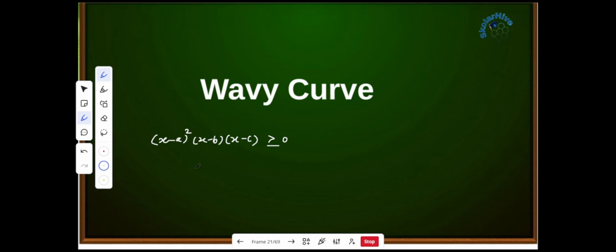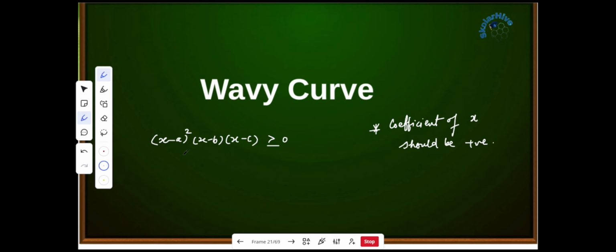So the first thing is we have to make this expression positive. One important thing we need to notice is that we can use this Wavy curve method only if the coefficient of x in each factor is positive. This is a very important point that we need to keep in mind. Coefficient of x should be positive. We'll see different questions and then we'll understand why it is needed.